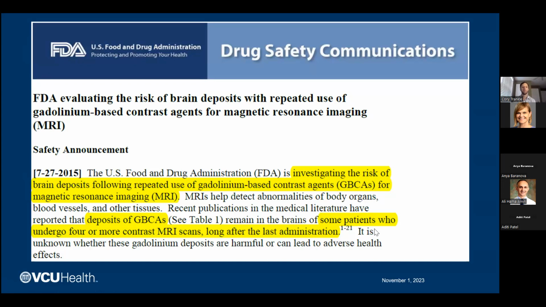The other thing that comes up is the issue of brain deposition of gadolinium after using these agents. So this was an FDA safety announcement from 2015, where they announced that they were investigating the risk of brain deposits following the repeated use of gadolinium-based contrast agents for MRI. And they noted recent publications in the literature have reported that deposits of these gadolinium-based contrast agents remain in the brains of some patients who undergo 4 or more contrast MRI scans long after the last administration.